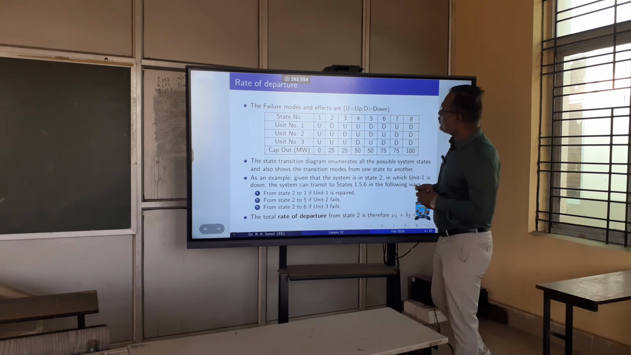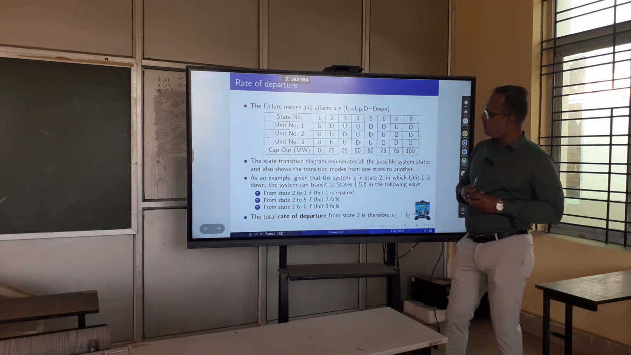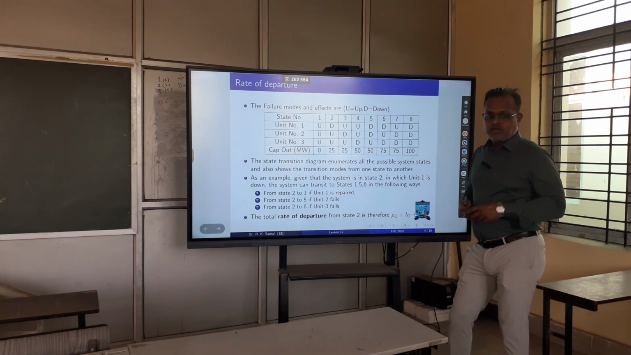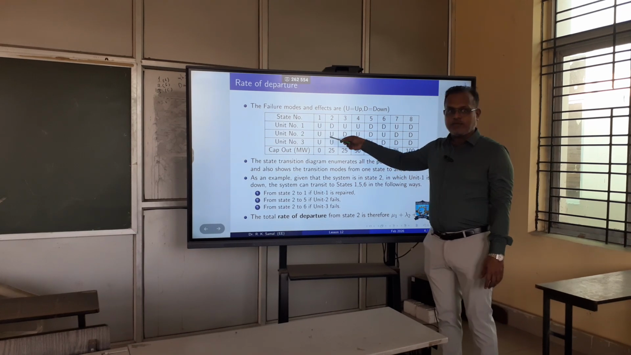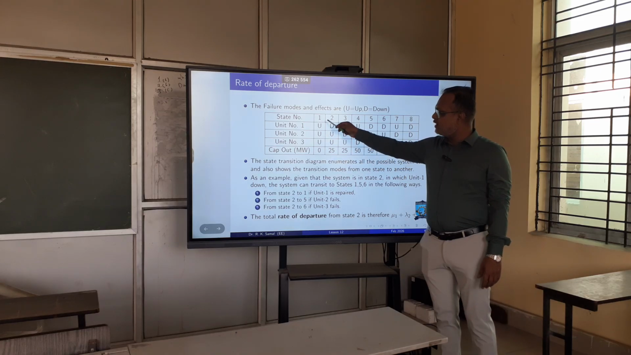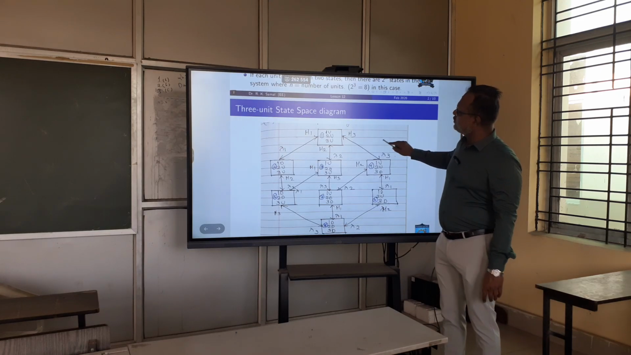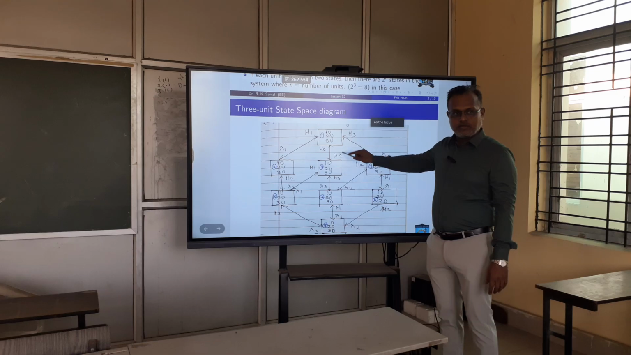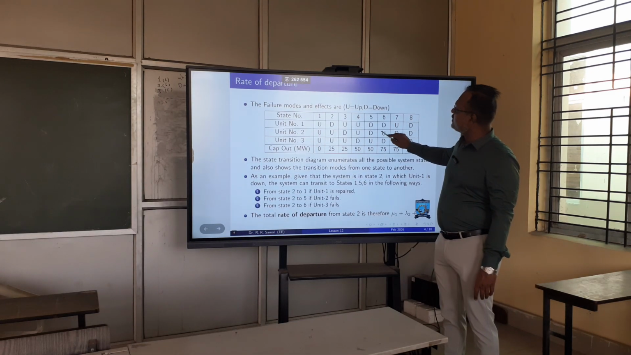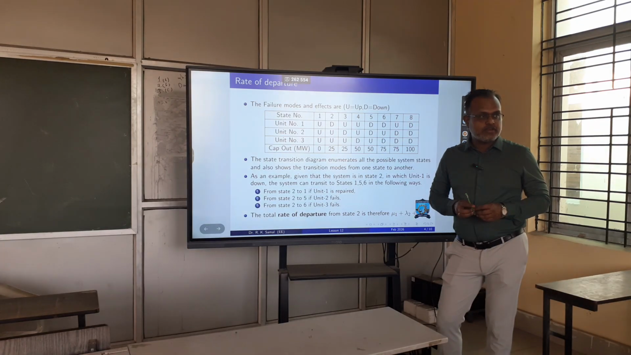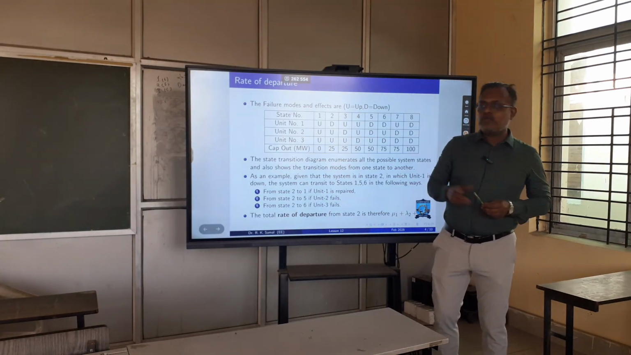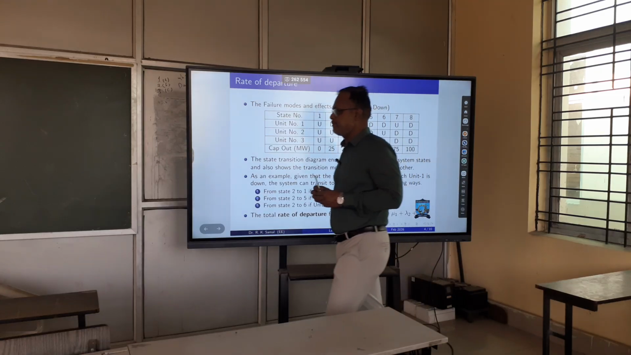The first thing that we are going to see in this case is rate of departure. Now those who have drawn the diagram just now, you can change this table and fill it out. In state 1, it is U. Just like this. You see, unit 1, 1 U, 2 U, 3 U. Like that. So here the states of all the generators are there. Cross check, those are already drawn. Cross check individual.